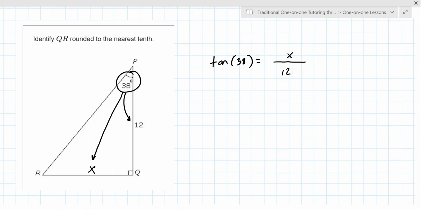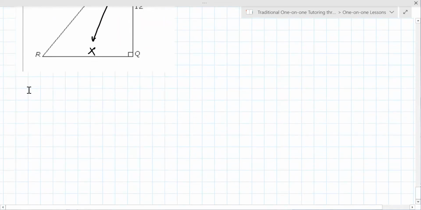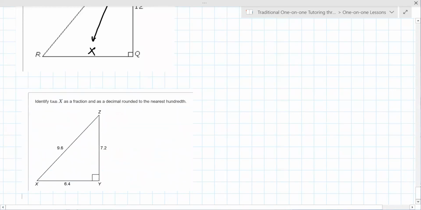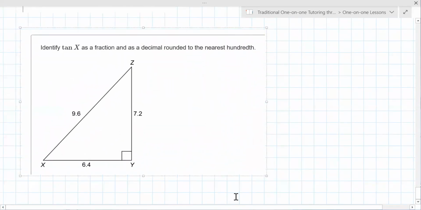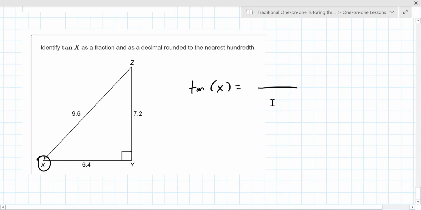I get my final answer is 9.3744. Okay, very good. All right, so now we're gonna do something really similar. It's another tangent problem. Identify tangent of x. So we're gonna go find x, there's x, as a fraction. So they're just saying like, it's what over what? What goes on the top, what goes on the bottom? So opposite over adjacent. So opposite would be 7.2 and my adjacent would be 6.4. Very good.